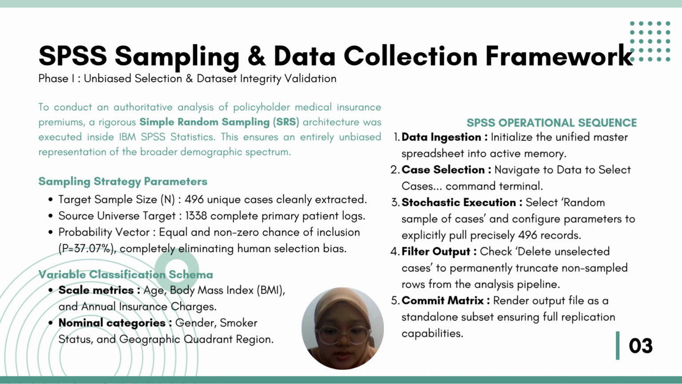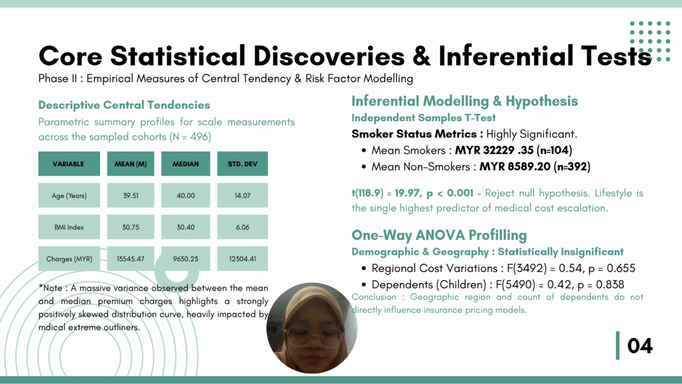The unselected cases were removed from the analysis and the final sample dataset was saved separately for future analysis. Overall, this process ensured that the dataset used in our study was unbiased, systematic, and suitable for further statistical analysis. Next, I will explain the core statistical discoveries and inferential tests obtained from our analysis.